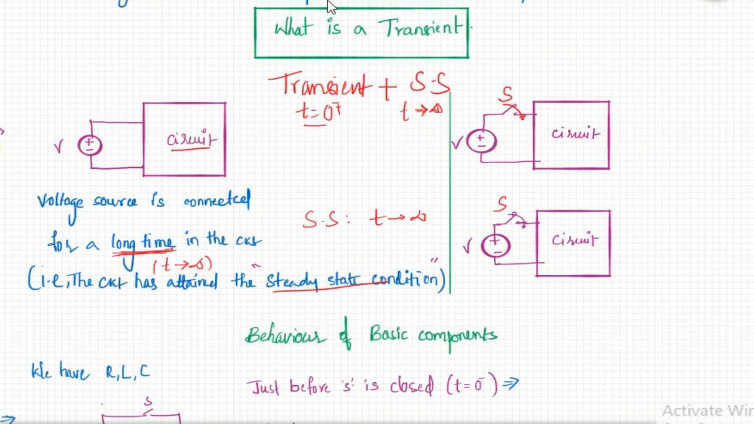What happens here is, before switching there are no voltage and currents in the circuit. Just after switching, there is a voltage and current flowing through the circuit. Just after switching, there is a voltage and current through the elements.